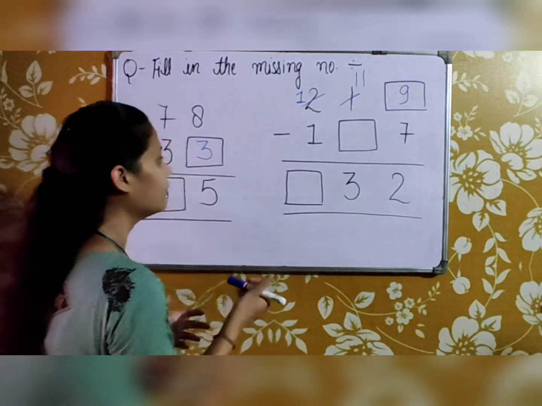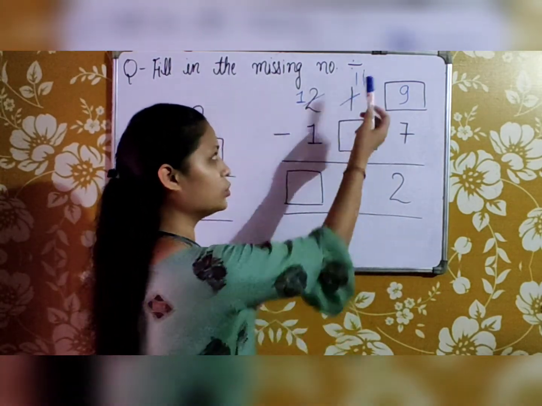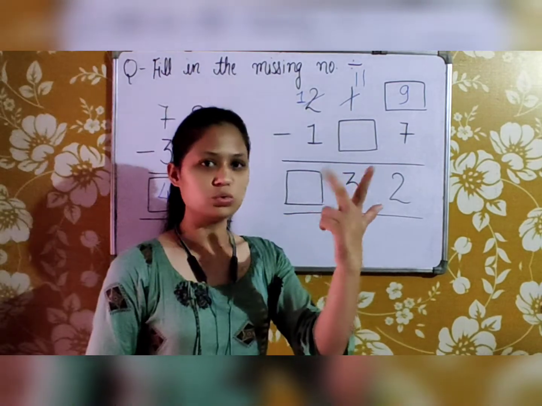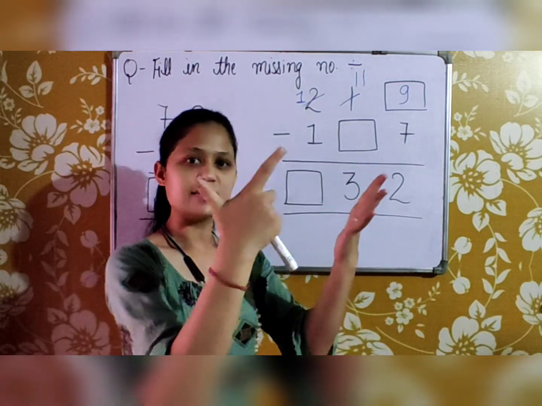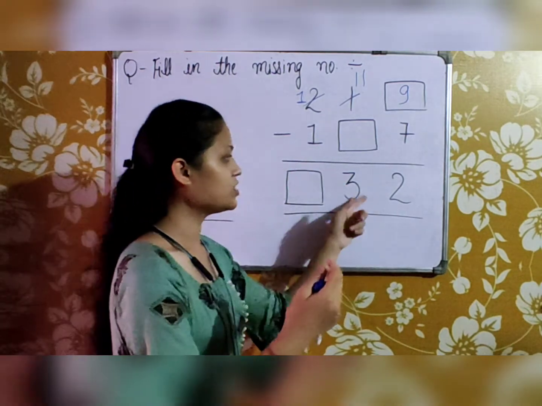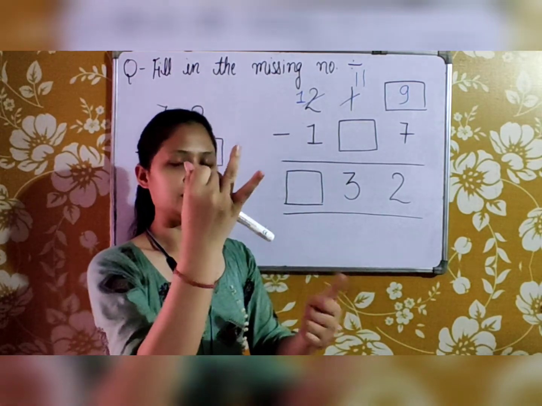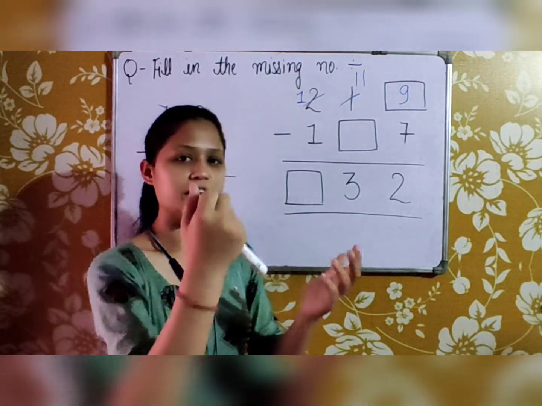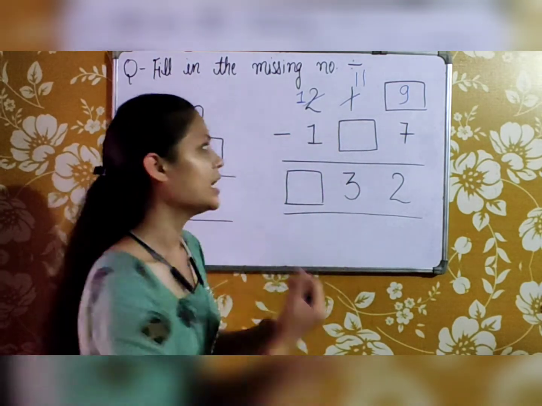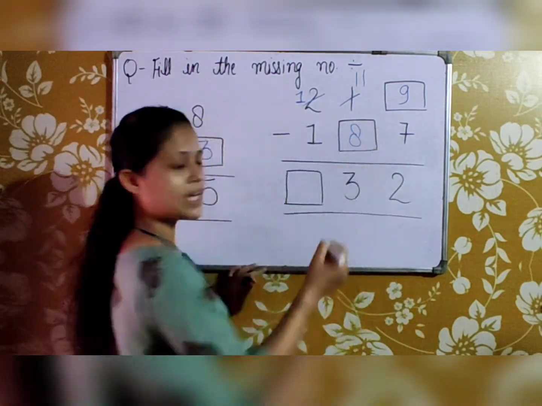So let's see what we will minus. We will do 11 minus 3. Let's count 1, 2, 3, 4, 5, 6, 7, 8, 9, 10, and this is 11. We have to minus 3 from it, so let's minus 1, 2, 3. Now how much is left? 1, 2, 3, 4, 5, 6, 7 and 8. 8 is left. So 11 minus 3 is 8. We will write 8 here.